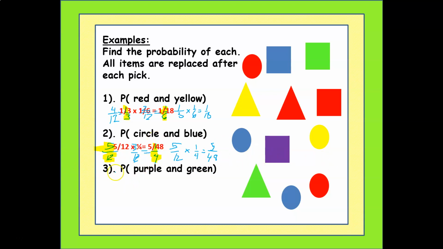And then our last one, what is the probability of drawing a purple and a green? So first we're going to do purple. So we only have one purple. So it would be 1 over 12 objects in all. And then we have our green, which is 1, 2 over 12 objects in all. This one can be simplified. So it equals 1/6.